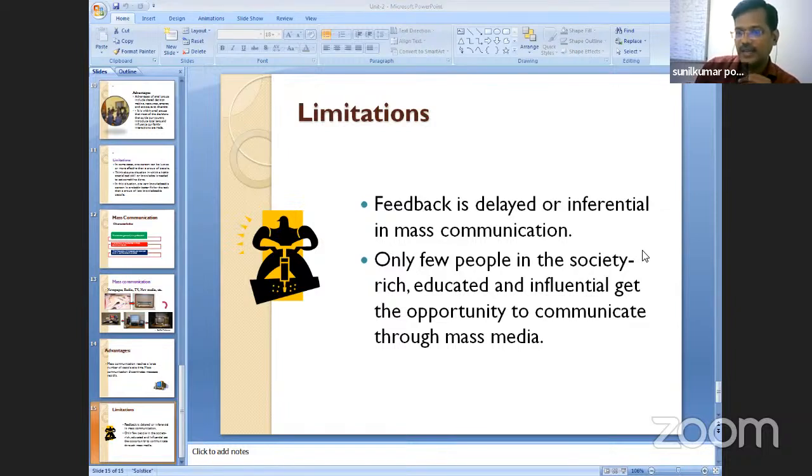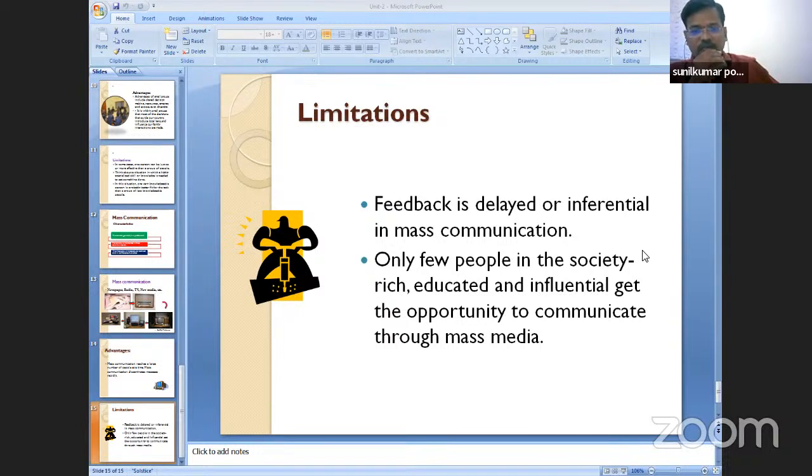Feedback is delayed or inferential in mass communication, and only a few people in society, the rich, educated and influential, get the opportunity to communicate through mass media. We experienced this. For example, feedback in the newspaper is one-way communication. In radio, that is also one-way communication. In television, that is also one-way communication, but in some programs, like teleconferences or phone-in programs, the viewer also discusses in live shows. There, feedback is also received by the sender at the same time.